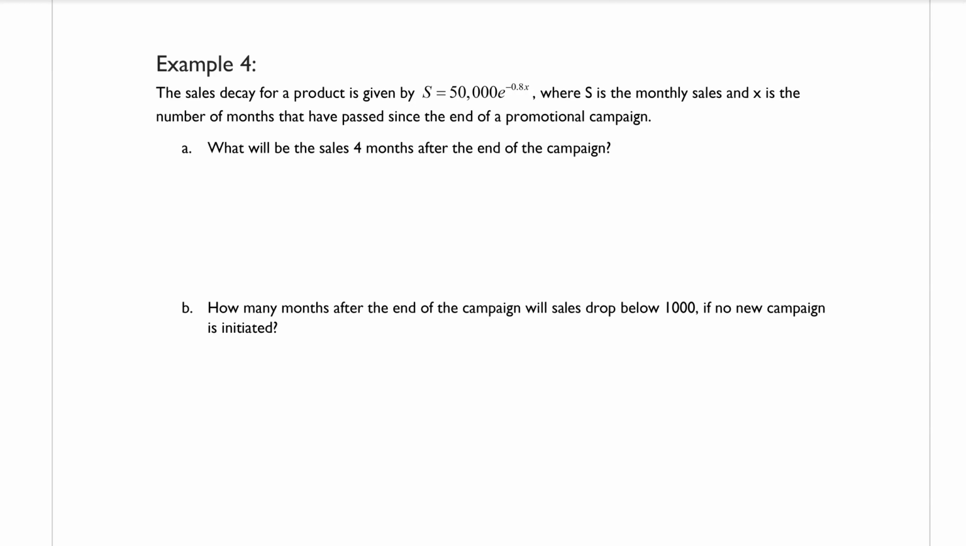Example 4 says the sales decay for a product is given by S equals 50,000 times e to the power of negative 0.8 times x, where S is the monthly sales and x is the number of months that have passed since the end of a promotional campaign. Part A says, what will be the sales 4 months after the end of a campaign? So what we want to do is plug in 4 for the x value.